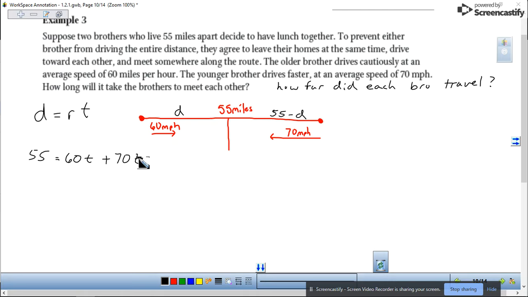Okay? All right, so what we want to do now is figure out what t should be. So we're going to combine like terms. All right, so we got 130t, and then we're going to divide by 130 to solve this out. And we get 0.42 t equals t. So 0.42 hours.